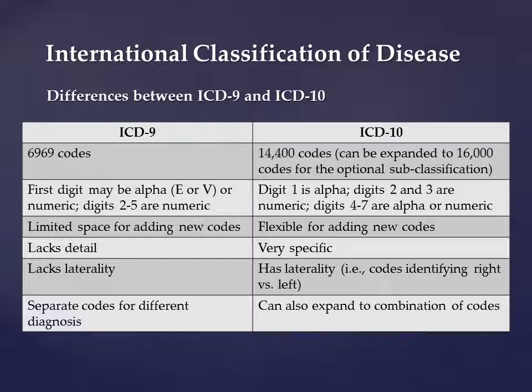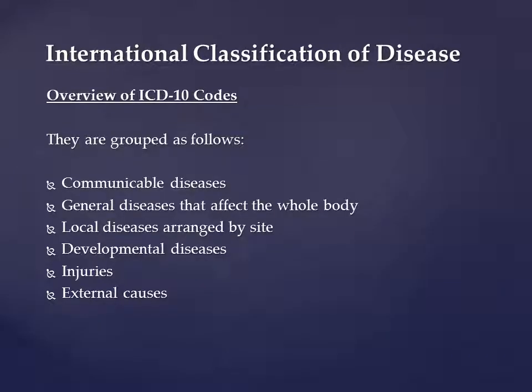The last two revisions had major differences when it comes to the number of codes, alphanumeric structure, flexibility and specificity, laterality and combination of codes, which is summarized in this table. And we will be discussing specifically the ICD-10 codes. These codes are grouped as communicable diseases, general diseases that affect the whole body, local diseases arranged by site, developmental diseases, injuries, and external causes.